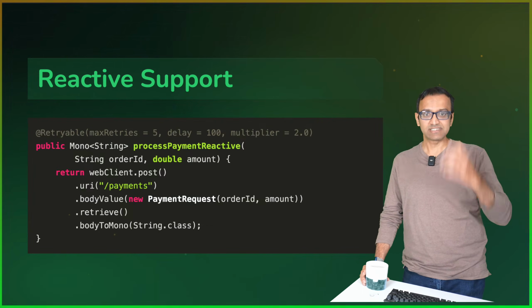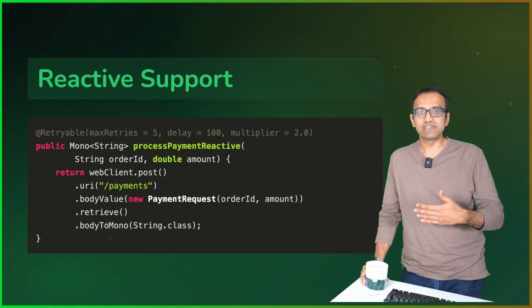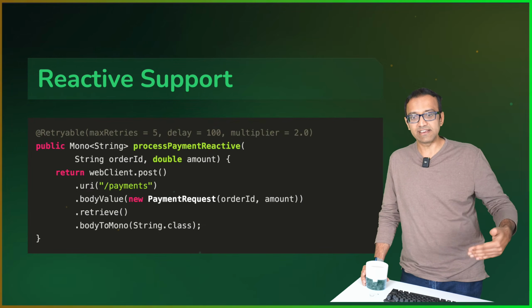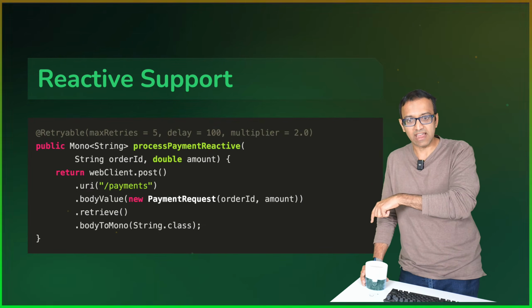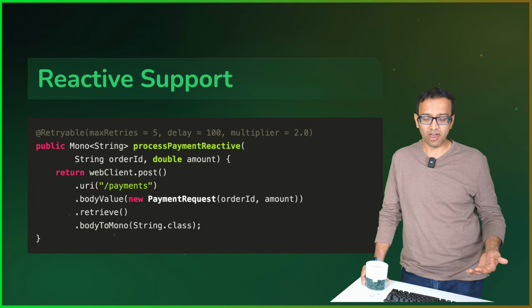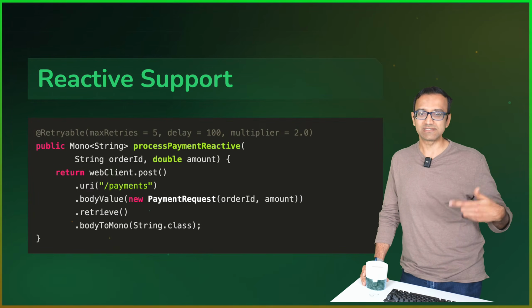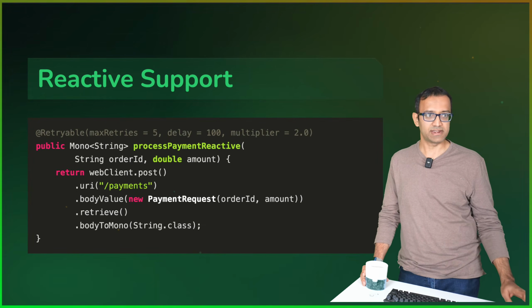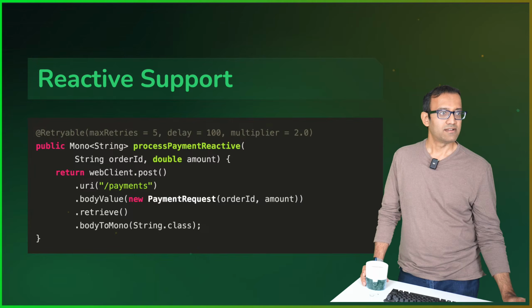It's just decorating the reactive pipeline with the retry operations in the reactive way. With the normal way, it's probably using some kind of imperative code logic. With the reactive way, it's using the retry operators. But all you need to know is that it works exactly the same way.